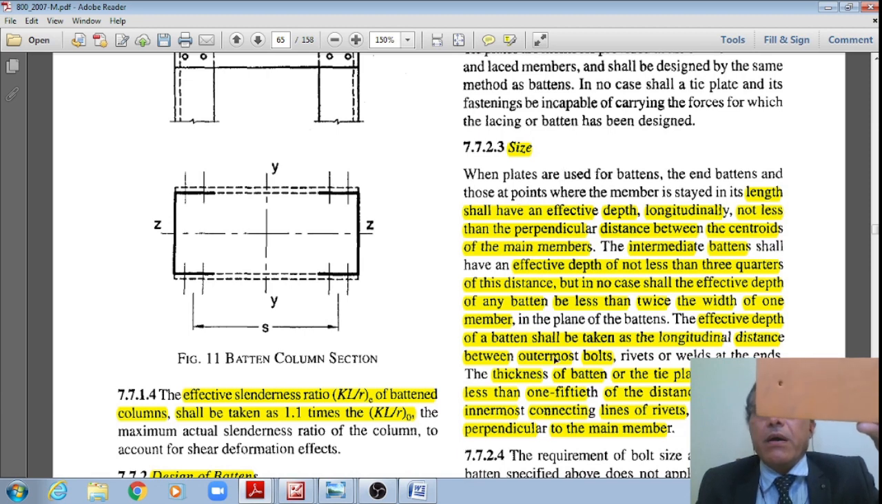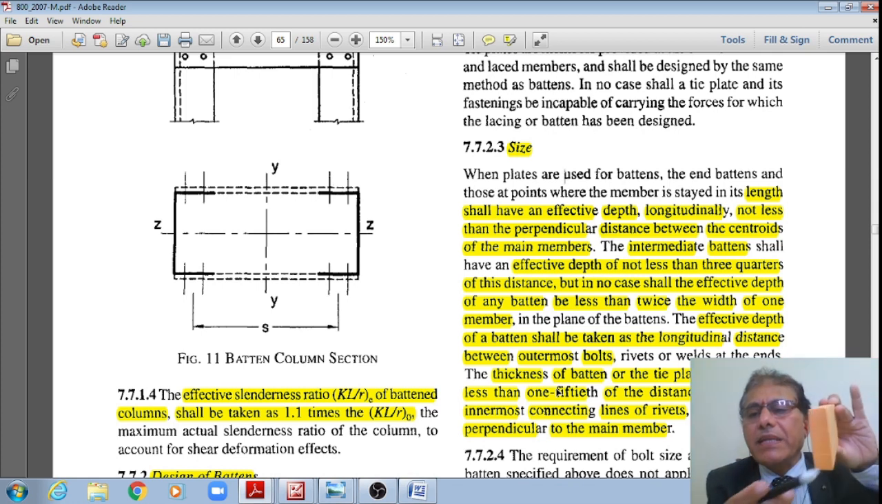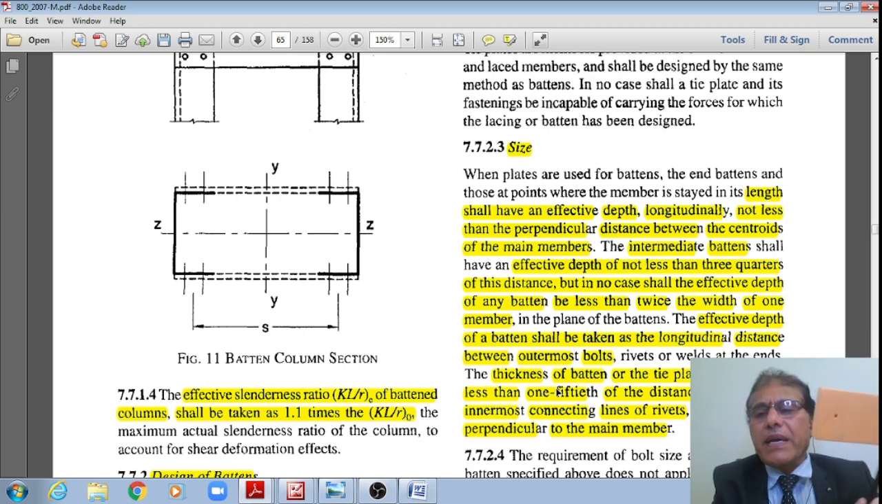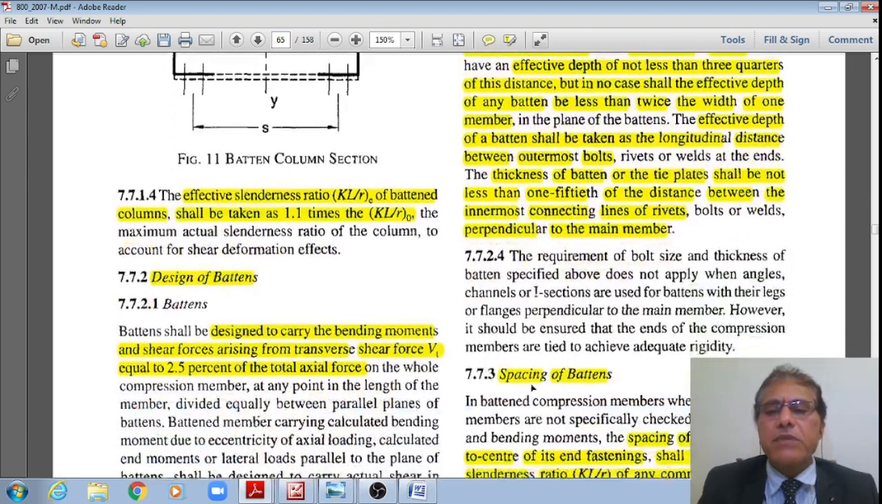And coming to the thickness of the battens, the thickness of the tie plates shall not be less than 1/50th of the distance between the innermost connecting lines of the rivets or bolts or welds perpendicular to the main members. Now let us move to the next specification.